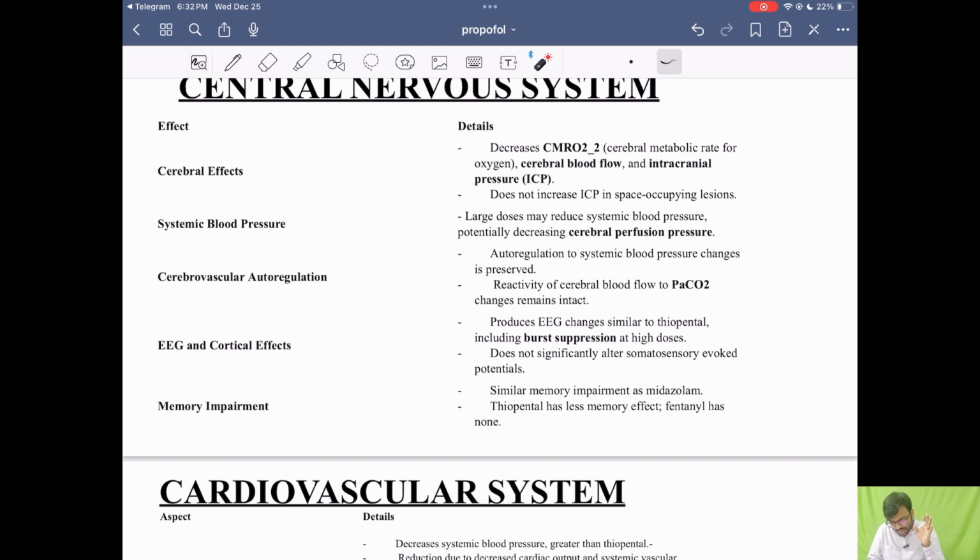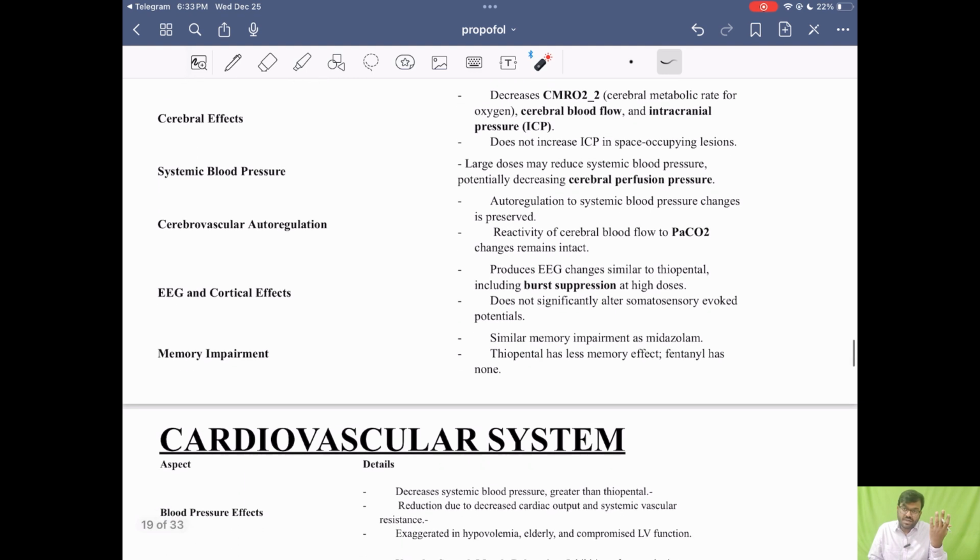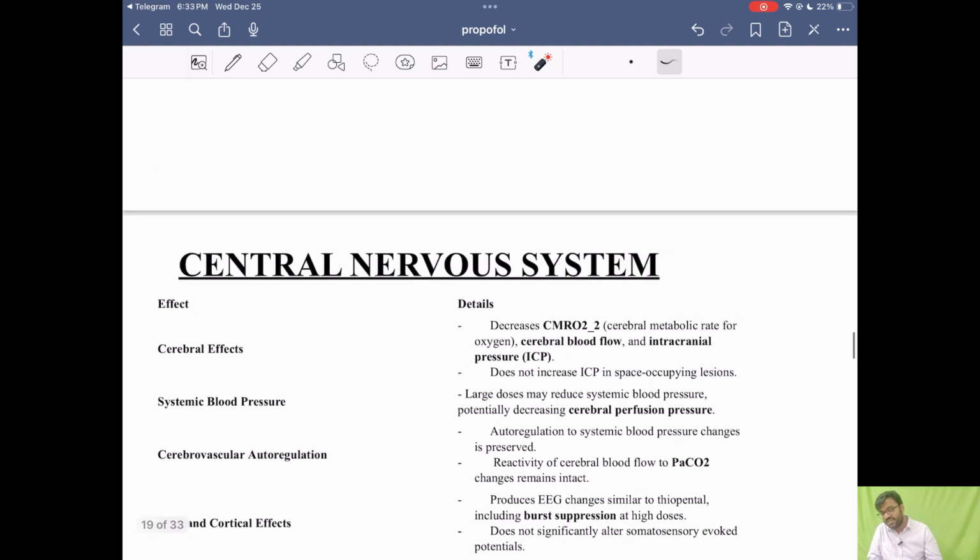Okay, and in neuromonitoring we read something about somatosensory evoked potentials. That also we will discuss further, but for now understand that it does not alter somatosensory evoked potentials a lot. We all know that midazolam causes amnesia, and propofol also has similar memory impairment like midazolam. Thiopentone however has less memory effect and fentanyl has none. So here we talked about the central nervous system.